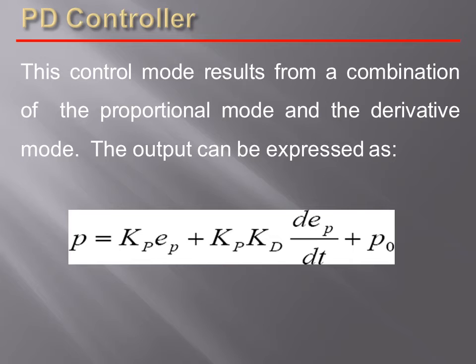Then the next composite controller is PD controller, that is a combination of proportional controller and derivative controller. This control mode results from a combination of proportional mode and derivative mode, and its output expression can be given as P is equal to Kp plus Kd into d by dt of Ep plus P0, where Kp is proportional constant, Kd is derivative constant, Ep is the error.